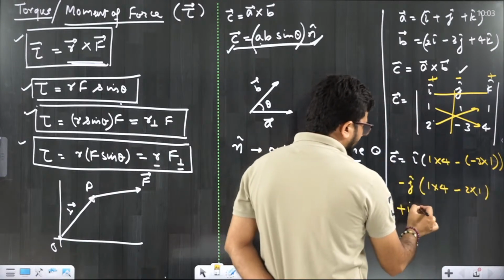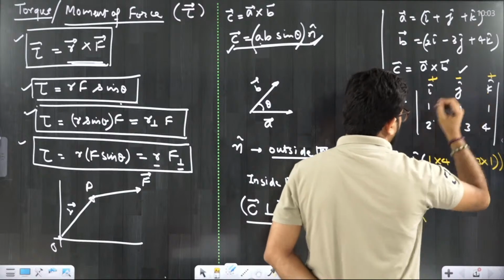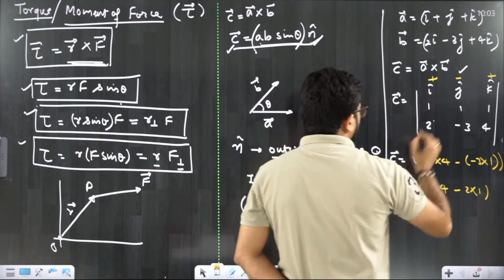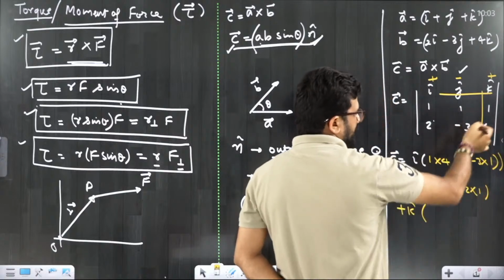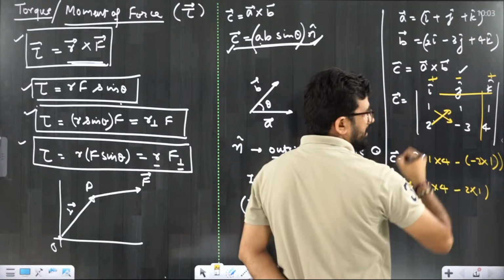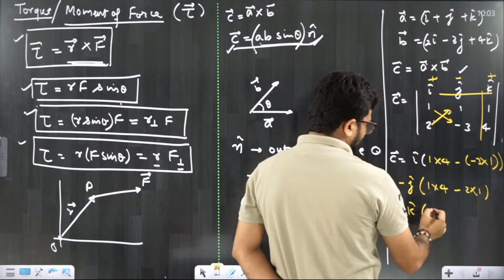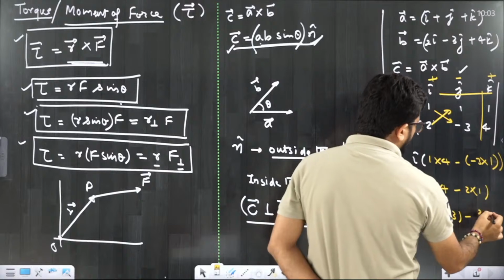Similarly for K cap I will write. For K cap, I am just removing this again. From this row nothing is taken, and from this column we will not take anything. So just multiply like this: 1 into minus 3 minus 2 into 1. That means 1 into minus 3 minus 2 into 1.